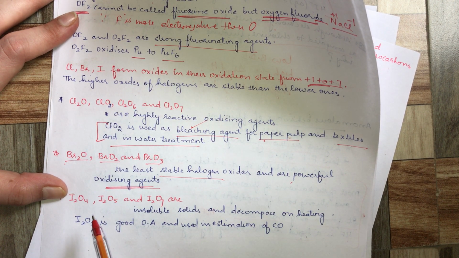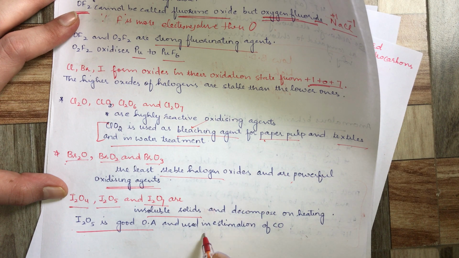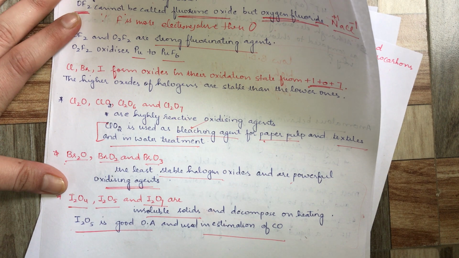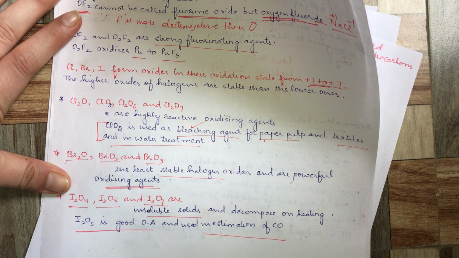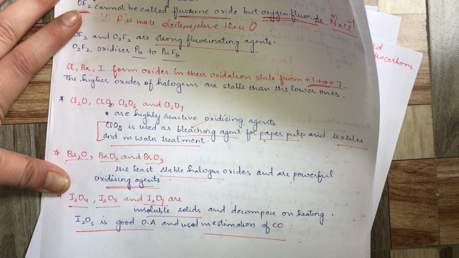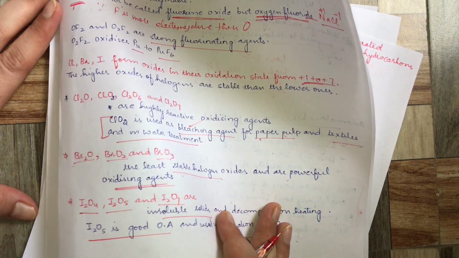If we talk about oxides of iodine, I2O4, I2O5 and I2O7, they are insoluble solids and decompose on heating. I2O5 is a good oxidizing agent and hence is used in the estimation of CO. Basically, the conclusion we can get here is that these oxides are unstable and wherever oxidizing agents are required, they can serve the purpose, they can be used for that, right?